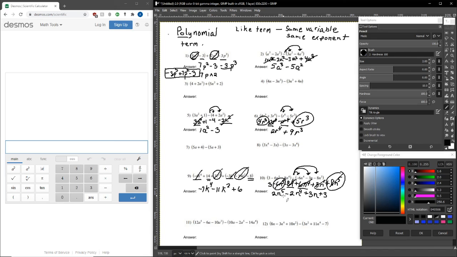Okay, that one is done. Notice that the powers go in descending order. You have an exponent of 5, an exponent of 4, an exponent of 1, and an exponent of 0. So you're good, you're in standard form.